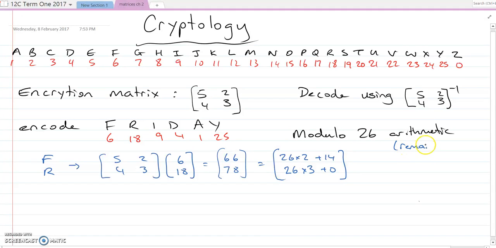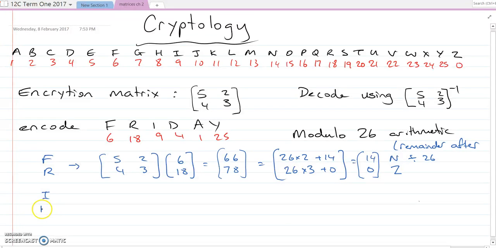So the remainder of 66 after dividing by 26 is 14. The remainder of 78 after dividing by 26 is 0. So 14, 0 in our table up above is NZ. NZ, New Zealand, great. So FR encoded is NZ.